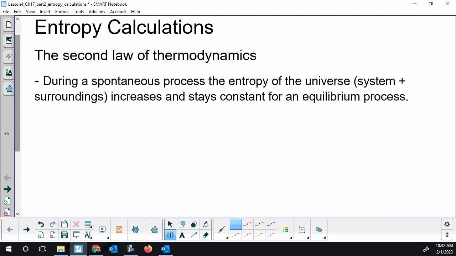During a spontaneous process, the entropy of the universe, the system, and the surroundings must increase or at least stay constant if something is in equilibrium. So if something is spontaneous.